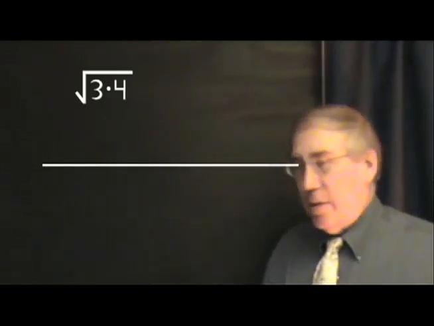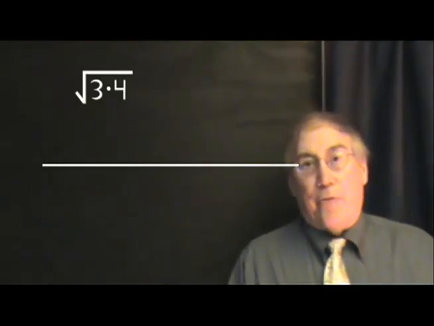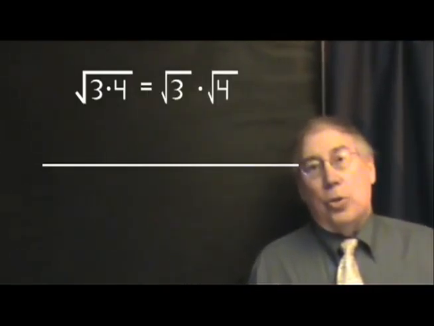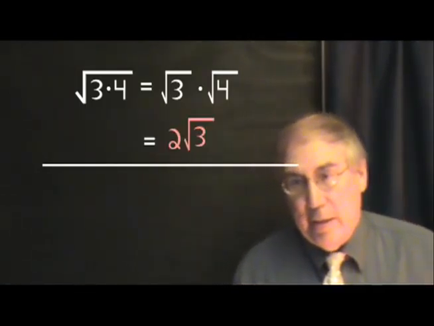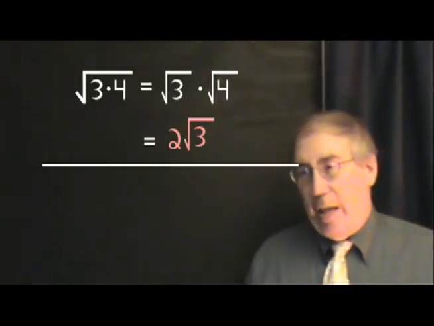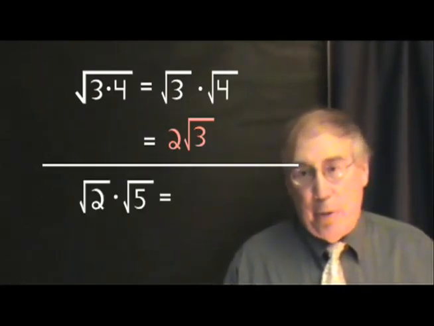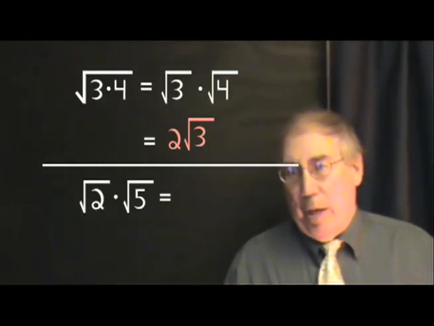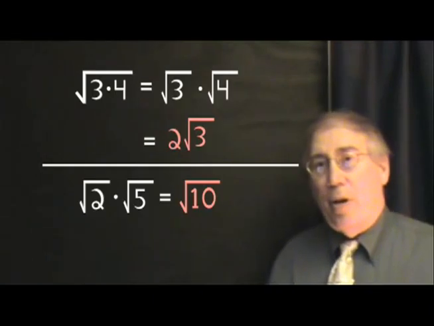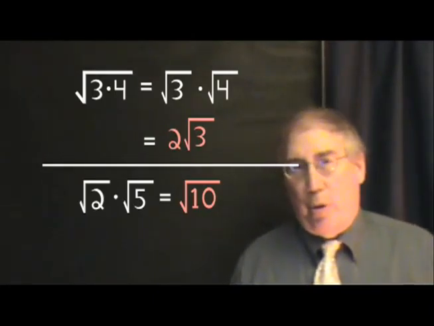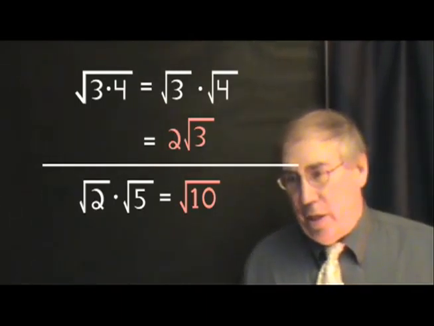Now here's a little technique we can use here. Square root of 3 times 4. You can separate that into the square root of 3 times the square root of 4. And you could further work that down. Square root of 4 is 2, so we can go 2 times the square root of 3. So let's do it the other way. Square root of 2 times the square root of 5 can be written as the square root of 10. So we'll use this in our next couple problems here.